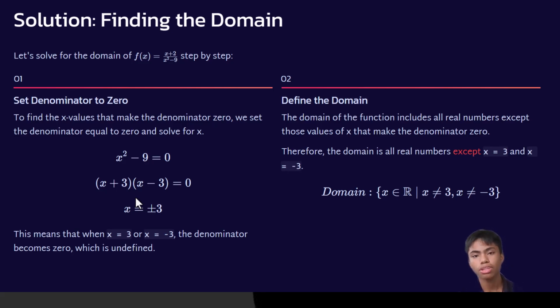In step 2, we define the domain. The domain of the function includes all real numbers except those values of x that make the denominator 0. Therefore, the domain is all real numbers except 3 and negative 3.